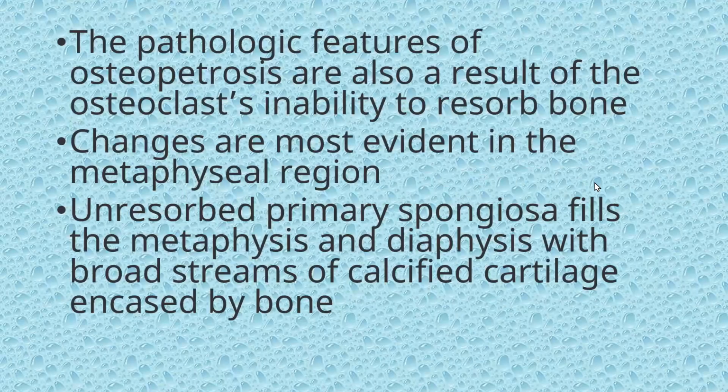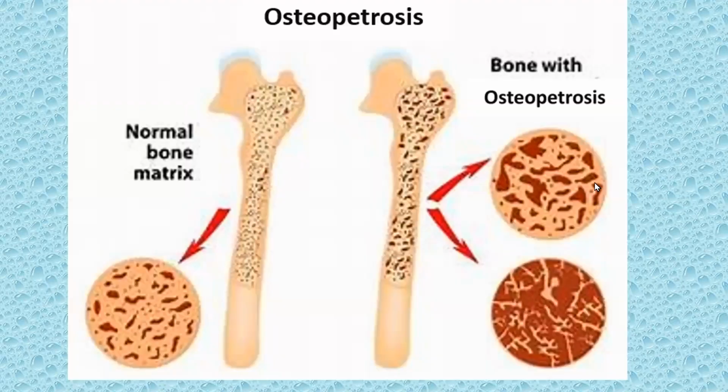The pathologic features of osteopetrosis are also a result of osteoclast inability to resorb bone. Changes are most evident in the metaphyseal region. Unresorbed primary spongiosa fills the metaphysis and the epiphysis with broad streams of calcified cartilage encased by bone. This is a sketch showing you what we mean by osteopetrosis.